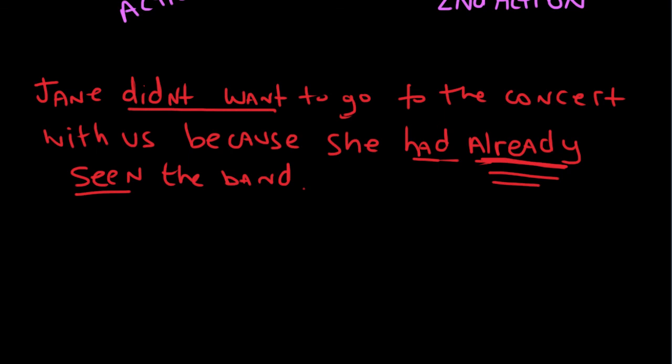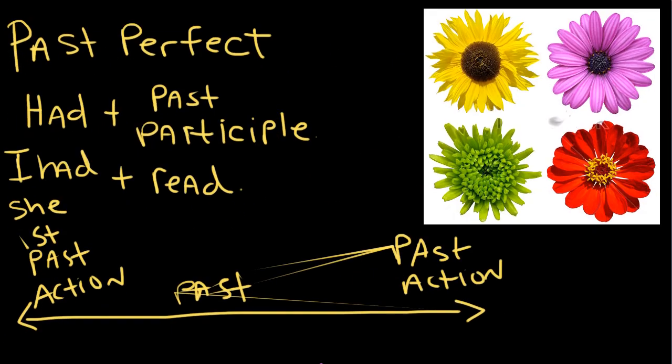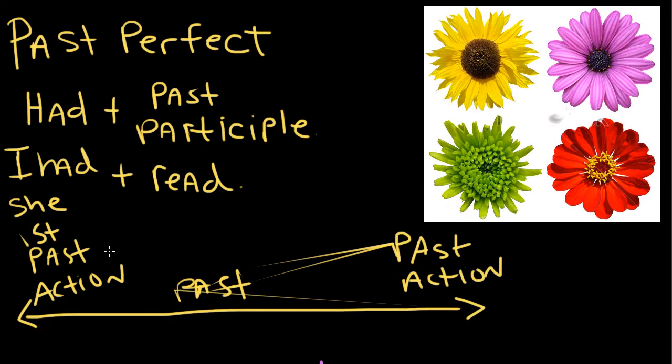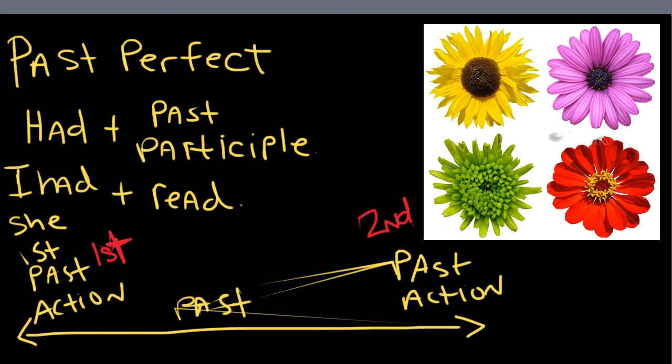So as you can see, we use the past perfect when we want to talk about an action that happened in the past, the first past action that happened in the past. If we want to talk about several actions in the past, then we use the past perfect to talk about the first action and the past simple to talk about the second action. I hope this video has helped you in studying English and the past perfect. And so remember, when you want to talk about actions in the past, you can use the past perfect.